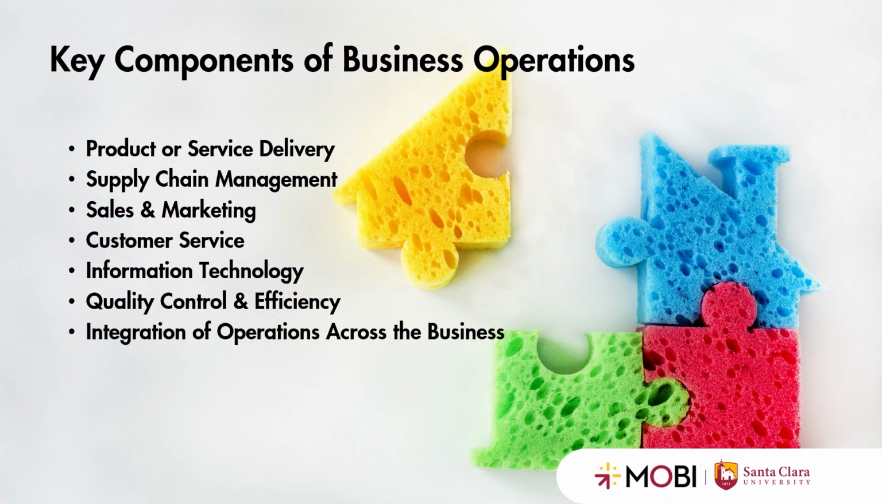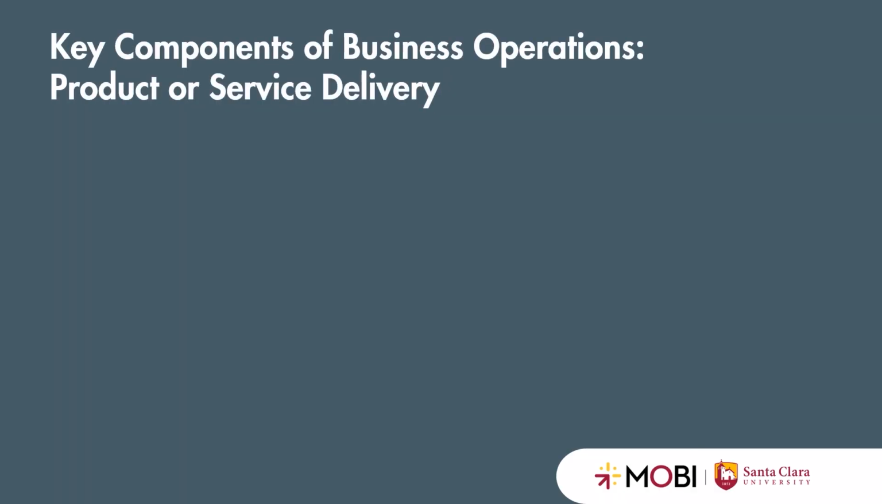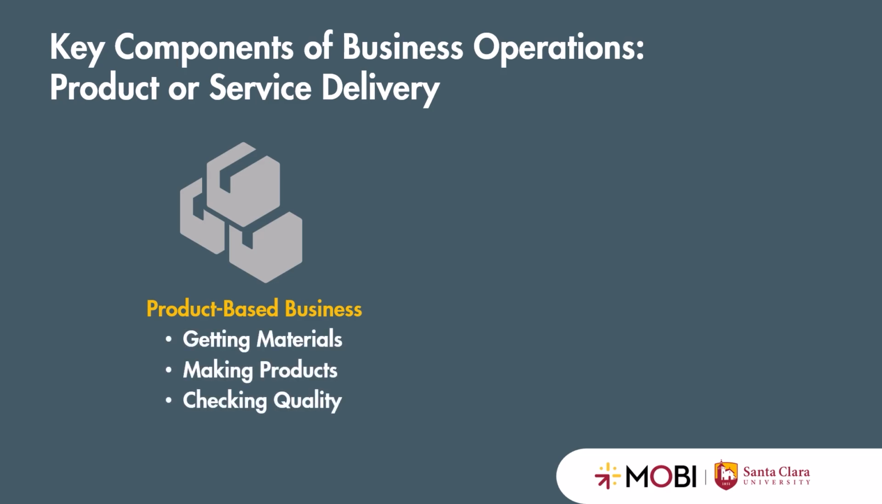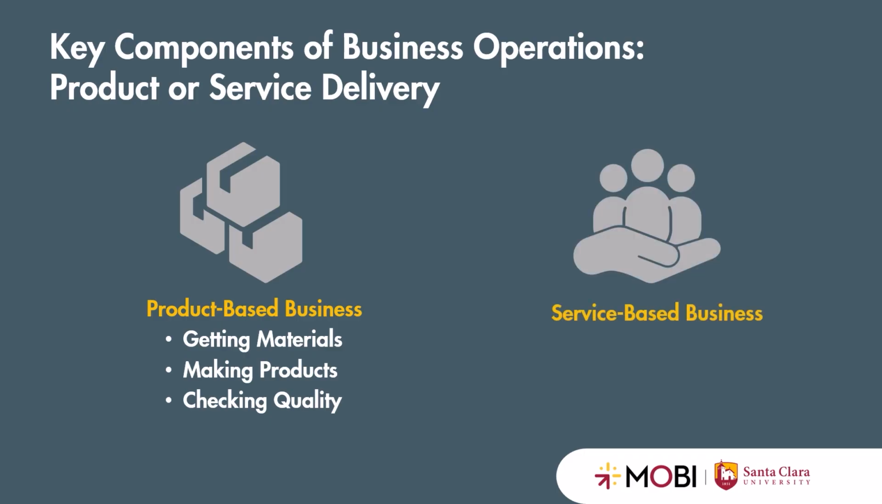First up, product and service delivery. Product or service delivery is about making your products or providing your services. For product-based businesses, it means getting materials, making products, and checking quality. For service-based businesses, it's about planning and delivering services to satisfy customers.